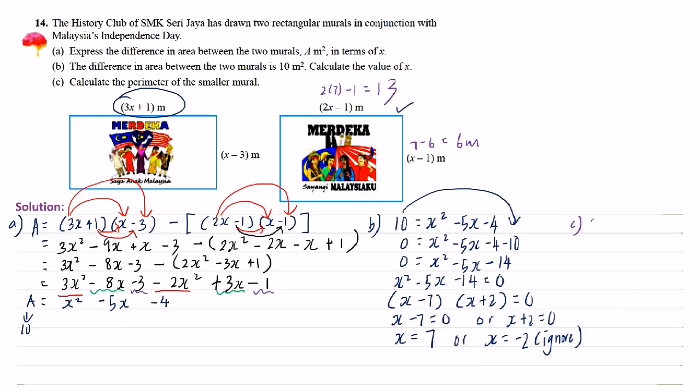So now we want to find the perimeter of the second mirror. So 2 times 13 plus 2 times 6 equals 26 plus 12 equals 38 meter.